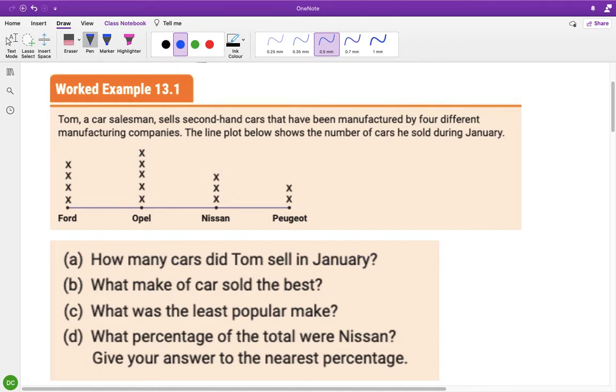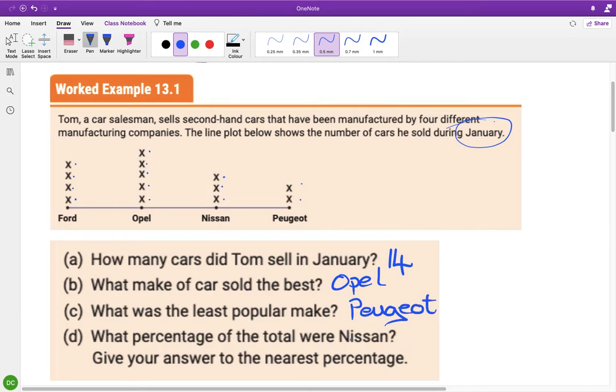So how many cars did Tom sell in January? This line plot is showing the number of cars that he sold during January, which means all of these were sold in January. So 1, 2, 3, 4, 5, 6, 7, 8, 9, 10, 11, 12, 13, 14. 9 and 5 is 14. Yeah. Which make of car sold the best? So he sold 4 Fords, 5 Opels, 3 Nissans and 2 Peugeots. So Opel sold the best. It was the most of them sold. What was the least popular make? That would be Peugeot.